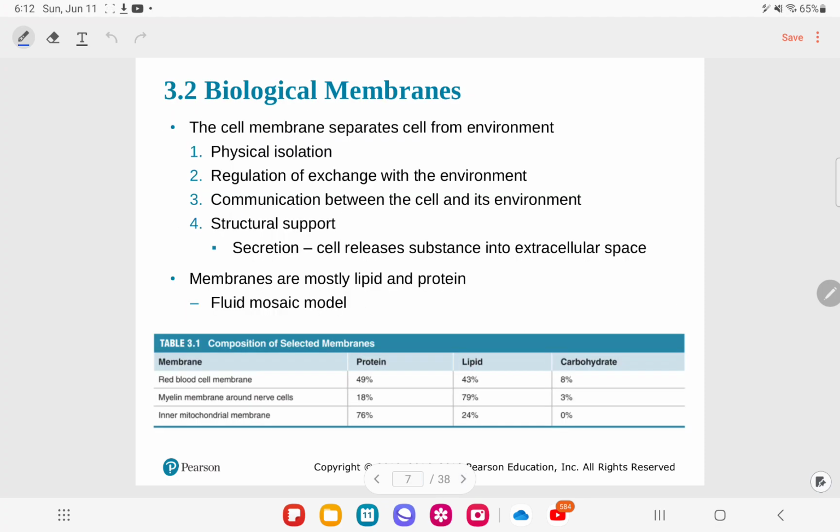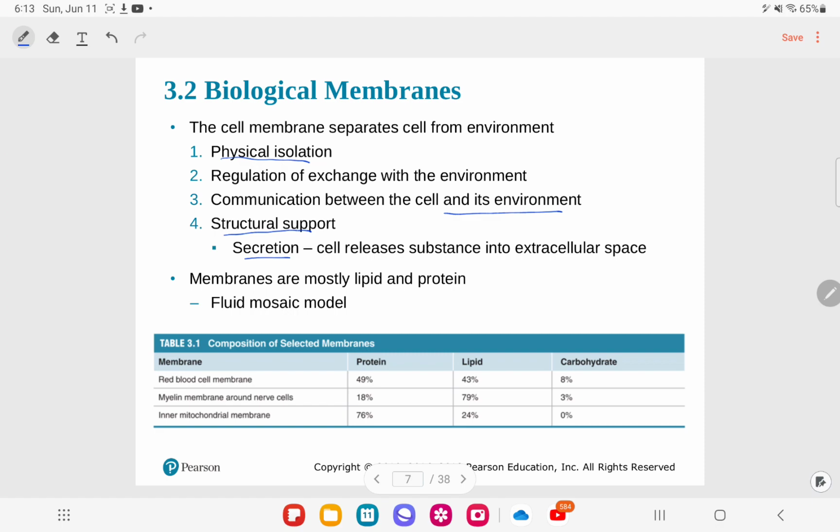So when we're looking at biological membranes, the cell membrane will separate the cell from the external environment. There are some functions of the membranes: physical isolation, of course; the regulation of exchange with the environment, allowing certain things to come in and out of the cell; as well as communication between the cell and its environment. The cell membranes also help with structural support, and aid in secretion, where the cell releases substances into the extracellular space.